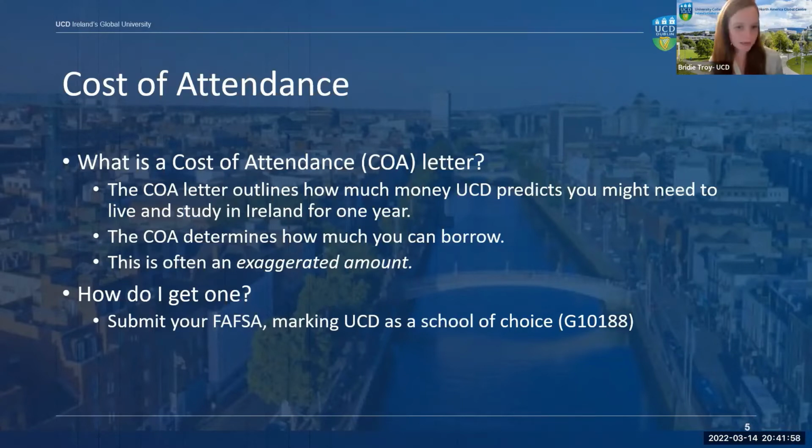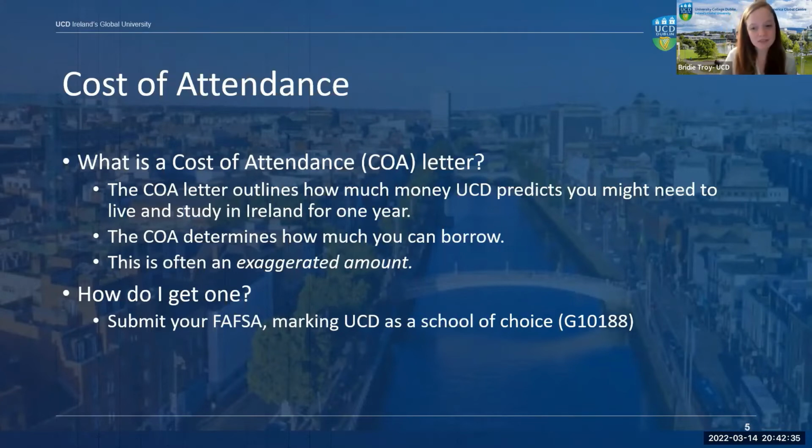Now, UCD does provide an exaggerated cost of attendance, meaning that the total number on your COA is not our recommended budget for living in Dublin. As students are allowed to borrow up to this total cost of attendance, we really like to provide a greater than average estimate for living in case a student does need to increase their loans. Now, this was very helpful this past year. As we saw, this was an incredibly unusual case of inflation that affected people around the world. So we had students living in Dublin that ended up needing to increase their loan requests up to the total cost of attendance because they just weren't anticipating the price of groceries and everything to rise in the second semester.